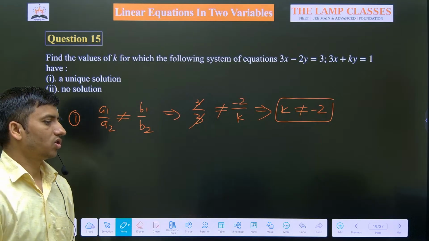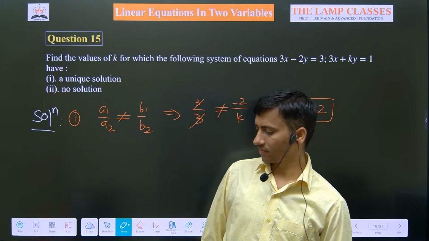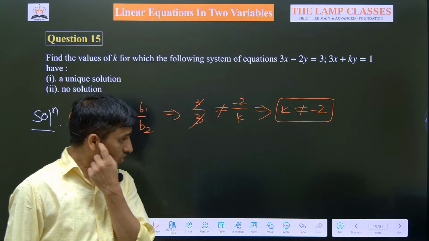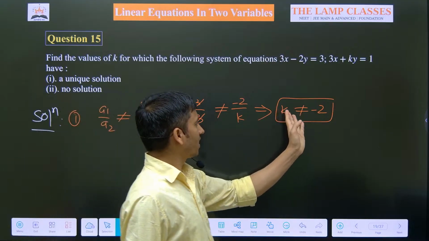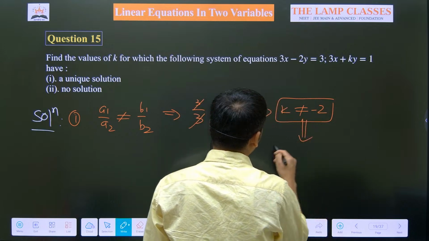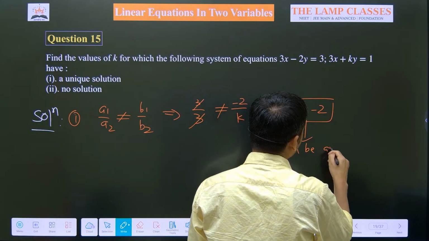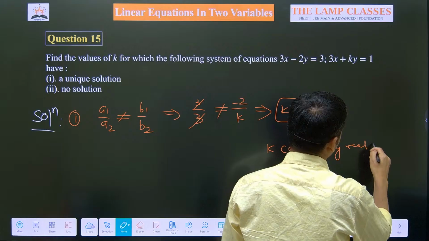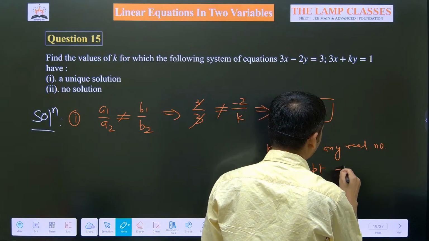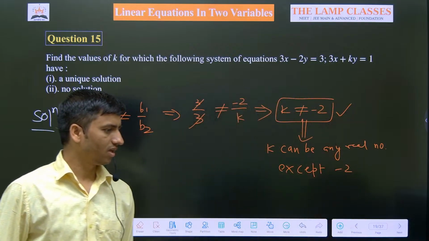Are you getting it? So there are infinitely many values of k for which it has a unique solution, guys. Only one value is there for which the solution is not unique. So the answer will be k not equal to minus 2. Or if you want to write in words, k can be any real number except negative 2. Either you directly write this way or you write that. Both of them will be the answer.